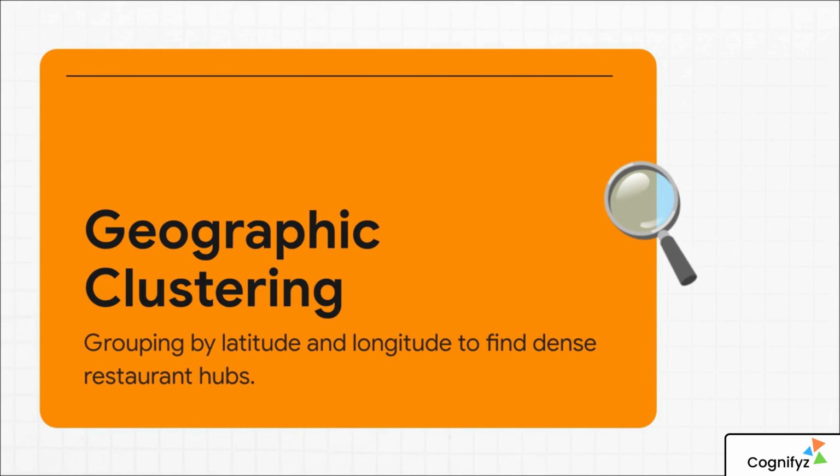The final task for Level 2 introduces geographic clustering. By mapping out the latitude and longitude columns inherent in our dataset, we can visualize exactly where these restaurants are physically located out in the real world.